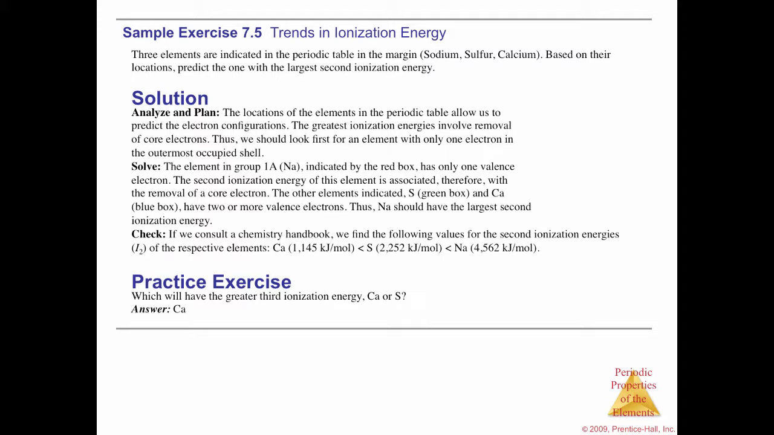The element in group 1A, sodium, indicated by the red box, has only one valence electron. The second ionization energy of this element is associated, therefore, with the removal of a core electron. The other elements indicated, sulfur and calcium, have 2 or more valence electrons. Thus, sodium should have the largest second ionization energy.